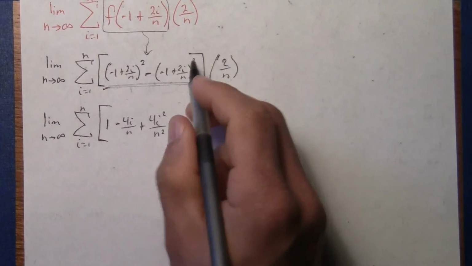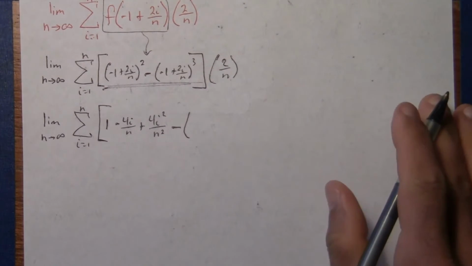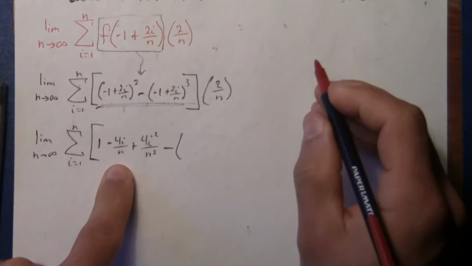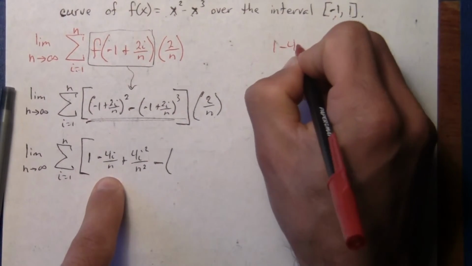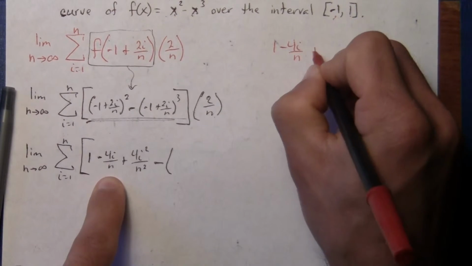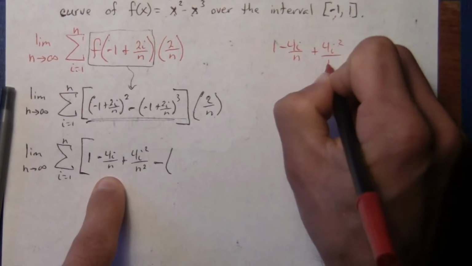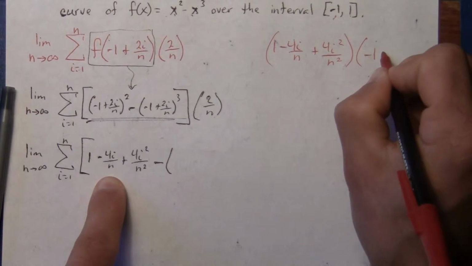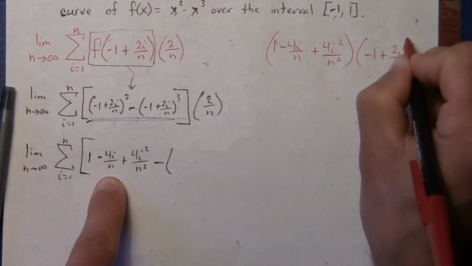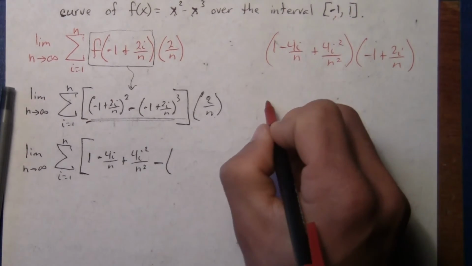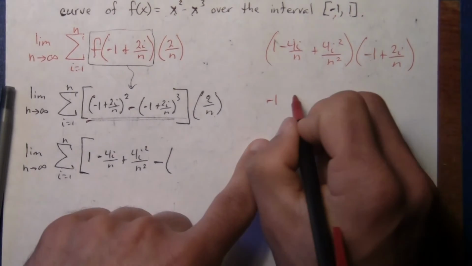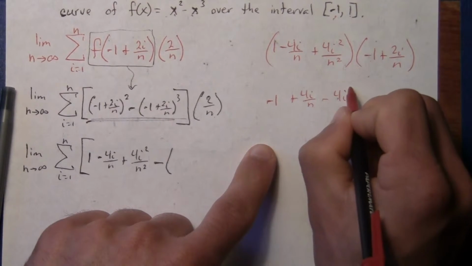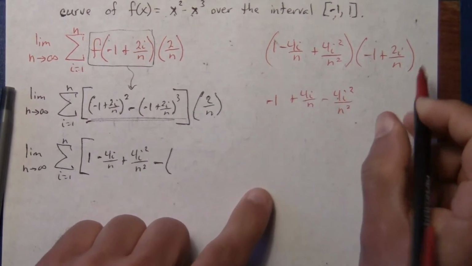Minus, now I've got to do that quantity cubed. So maybe you want to kind of do this out by hand off to the side. There's the quantity squared. So 1 minus 4i over n plus 4i squared over n squared. I need to multiply it by another negative 1 plus 2i over n. So if I distribute the negative 1, that would give me negative 1. It would give me a positive 4i over n. It would give me a negative 4i squared over n squared.